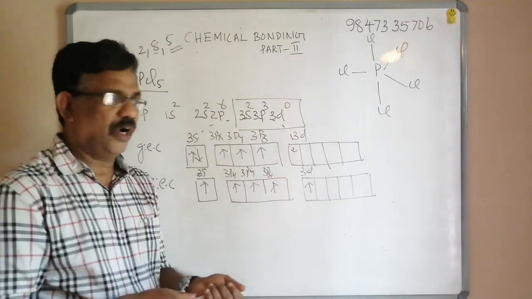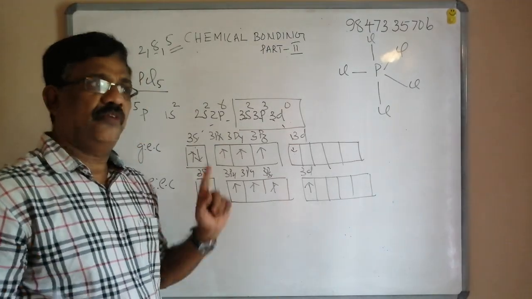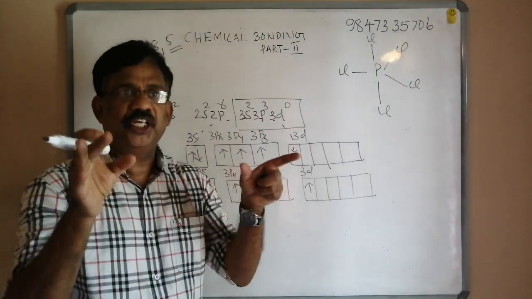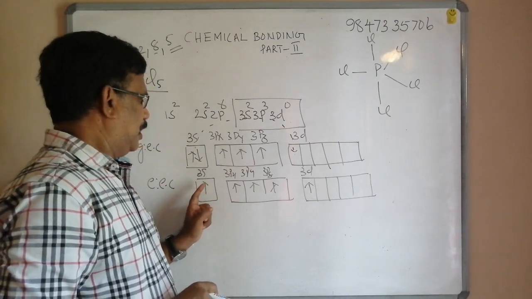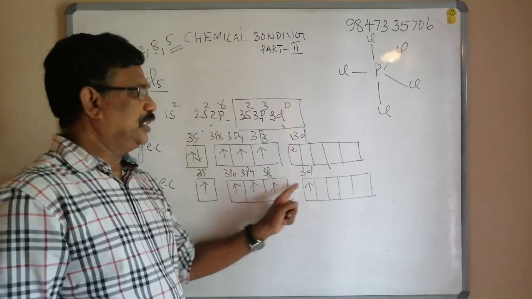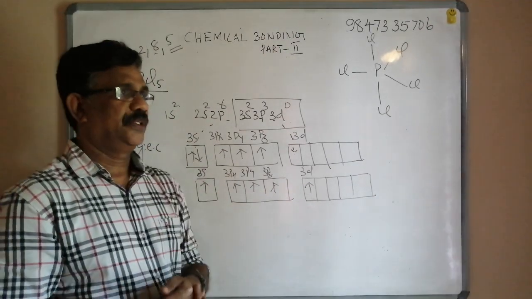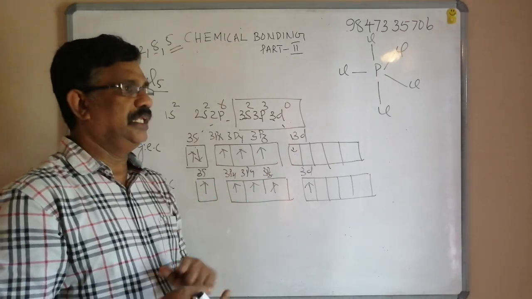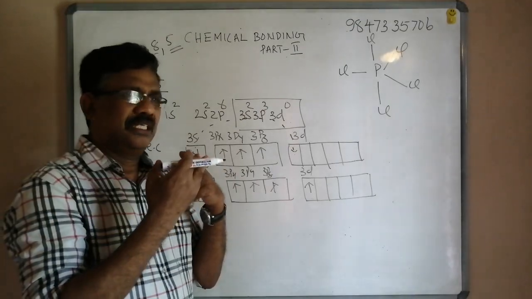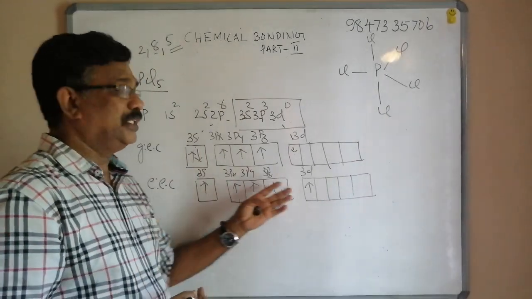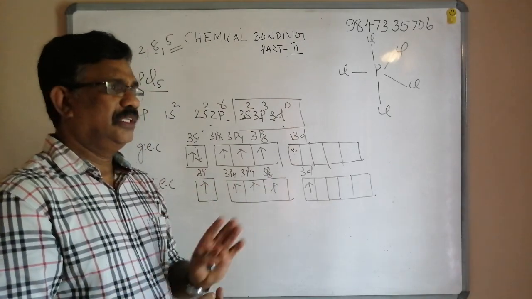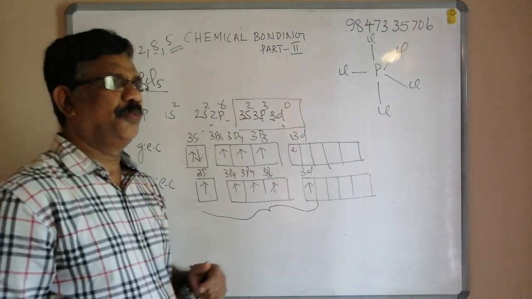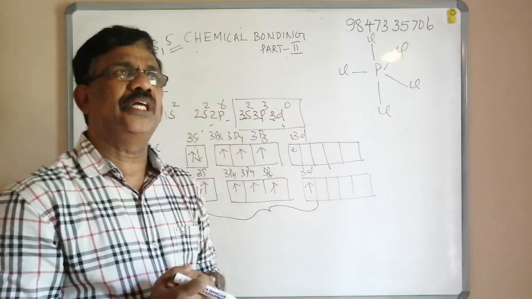So after excitation, what happens? We discussed the concept of hybridization in the first class. These orbitals have different shapes: the s orbital is spherical and the p orbitals are dumbbell shaped. They also possess slightly different energies, 3s, 3p and 3d. So the valence shell orbitals of phosphorus undergo intermixing. That phenomenon is called hybridization, producing orbitals with the same energy and same shape.